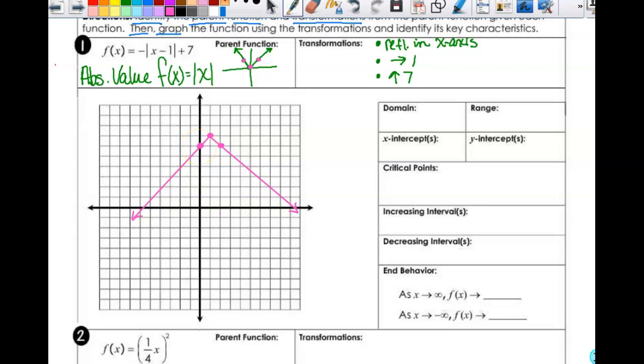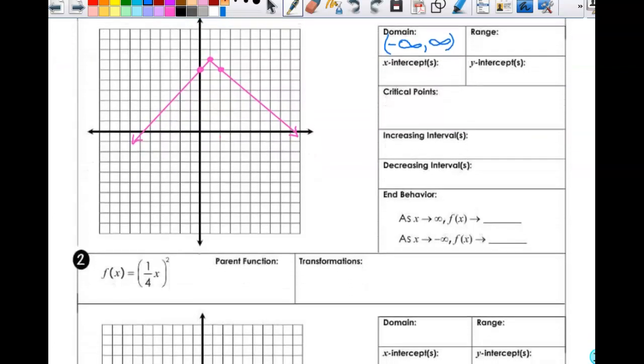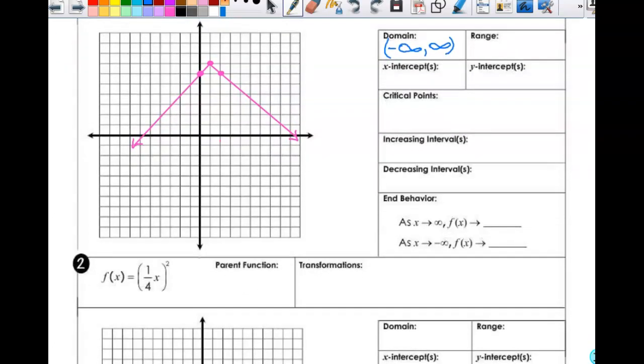Okay, so domain, is that pretty easy here? Yes, negative infinity to infinity. My range. Is my range from 7 to negative infinity? No. Where does it start? Negative infinity, bottom to top, least to greatest. Negative infinity to 7, and then I include that.